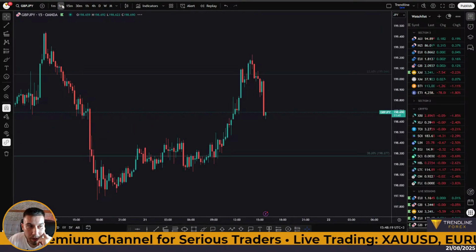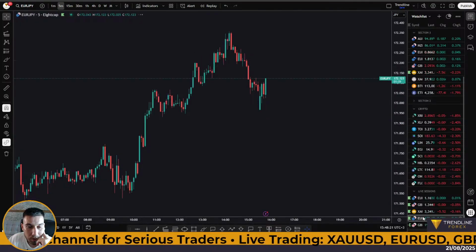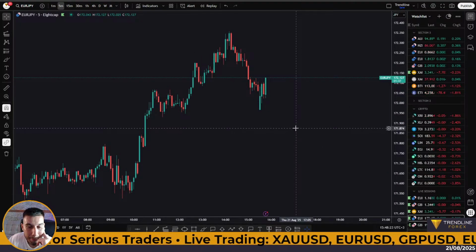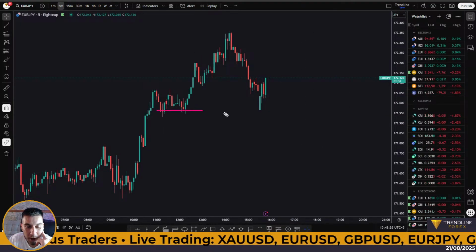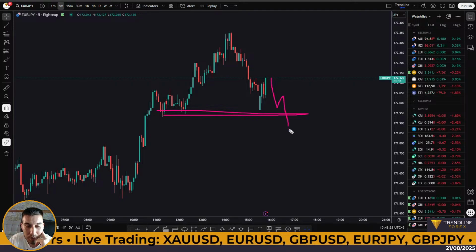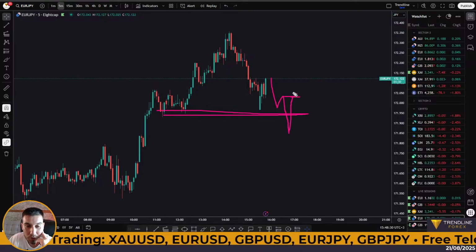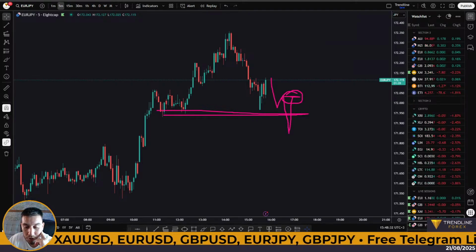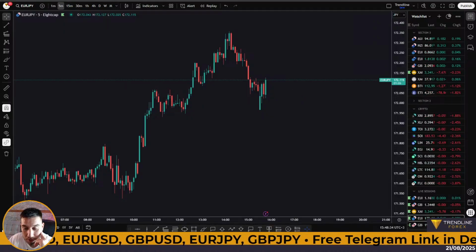And the yen cross pairs. I'm looking at this 5-minute setup. If we come down and then we get a nice impulsive candle, this would be a good sign for an entry. Again, a more aggressive entry, so keep that in mind.